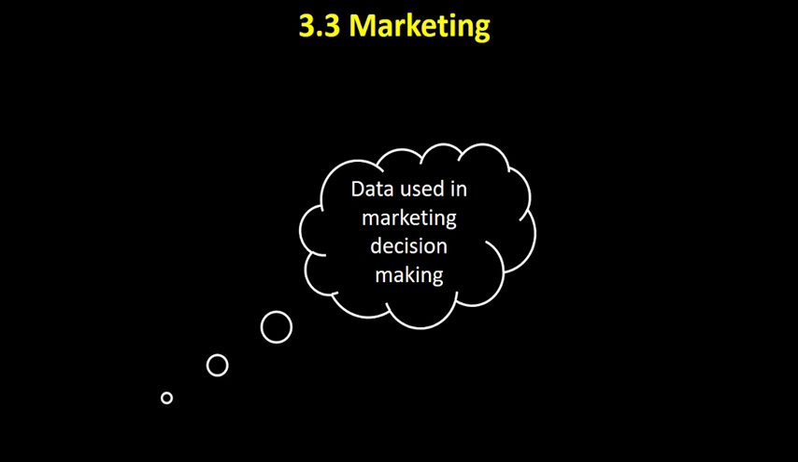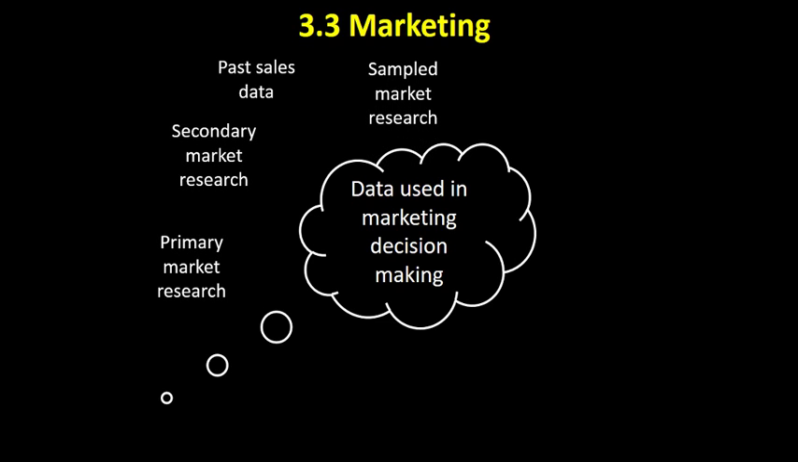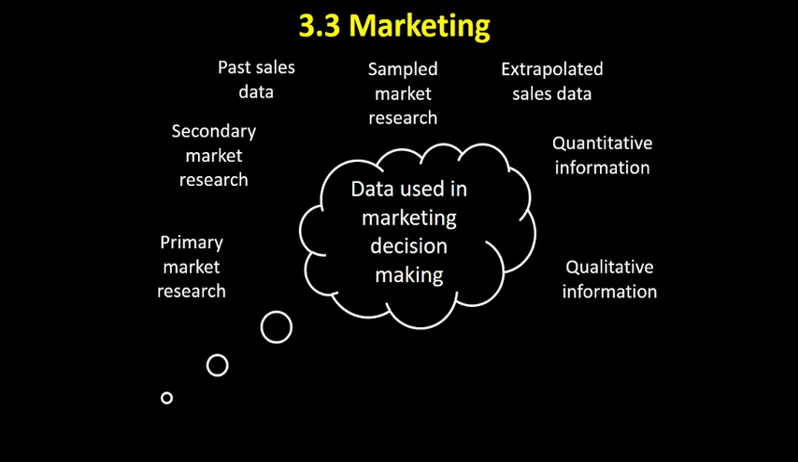The different forms of data that businesses use in marketing decision making include primary market research, secondary market research, past sales data, sampled market research, so doing their sampling, extrapolating sales data, use of quantitative and qualitative information, market mapping, the income elasticity of demand data, and price elasticity of demand data. There are videos on all of these, and you need to be aware of what each of these different forms of data can be used for.